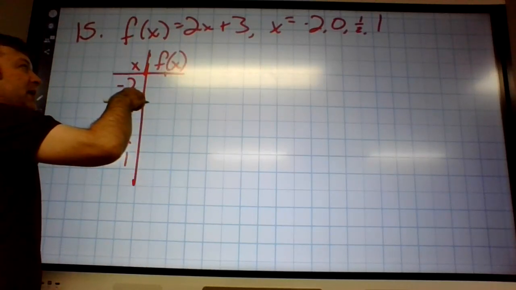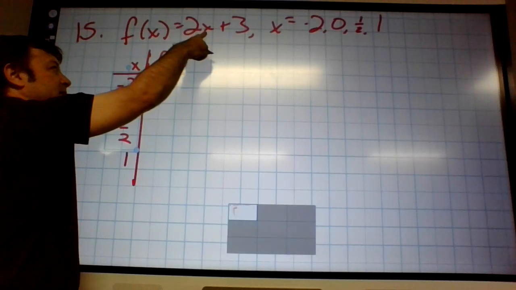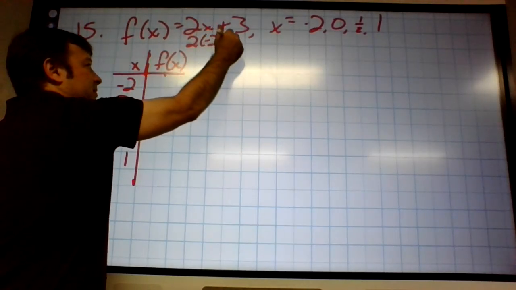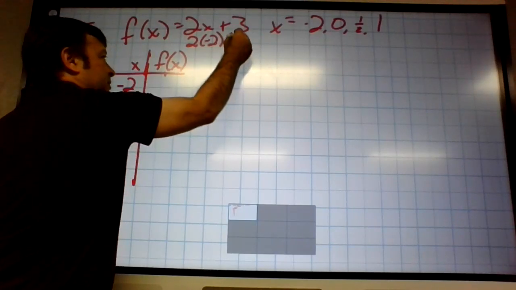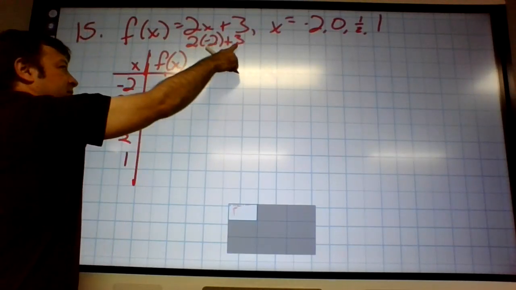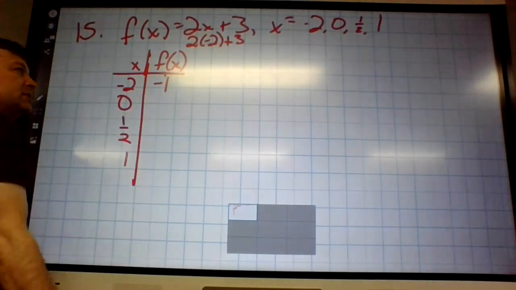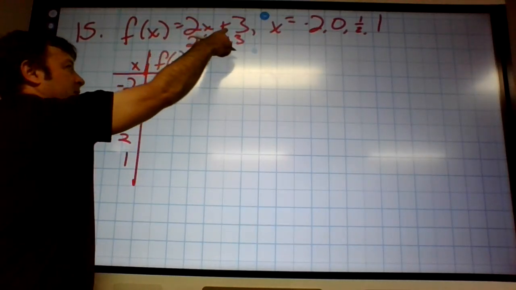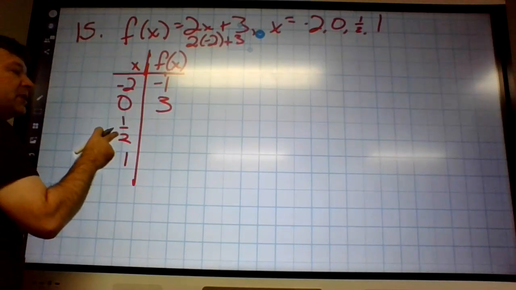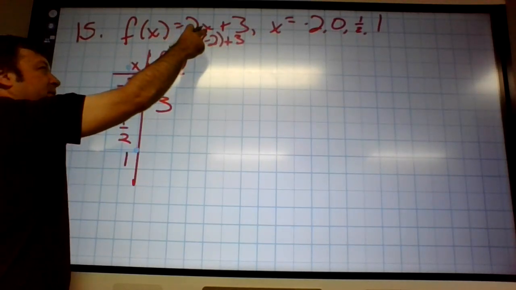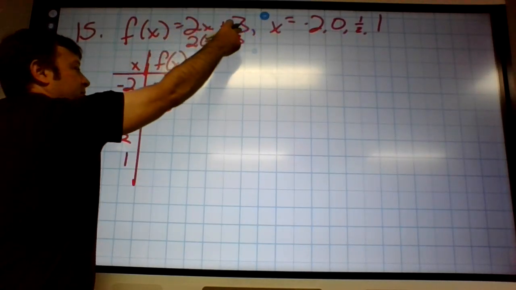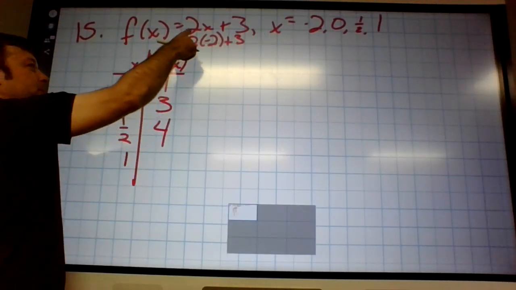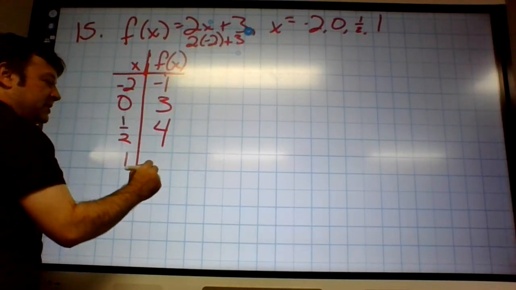Okay, if I plug in -2 right here, what am I going to get? -1. Yeah. 2 times -2 is -4, plus 3 is -1. If I plug in 0, what's 2 times 0 plus 3? 3. If I plug in 1/2, what's 2 times 1/2? 1. 1 plus 3 is 4. And then 2 plus 3 is 5.